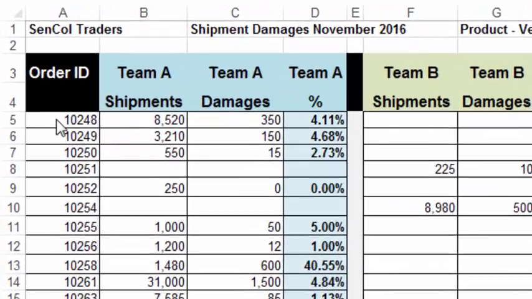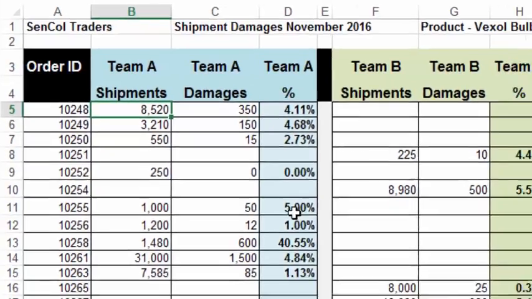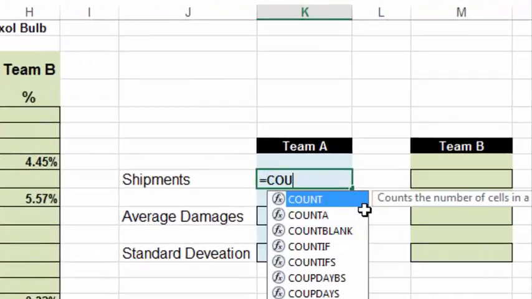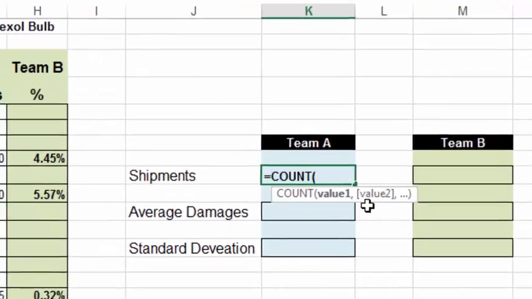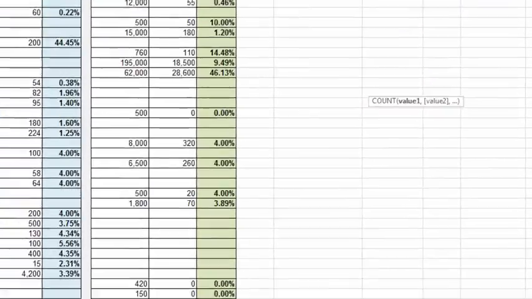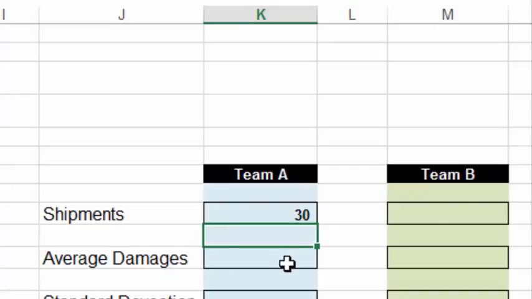So have a look. For this particular order, 8,520 units were shipped. 350 were damaged in transit or on dock. That represents 4.11%. So that's simply this number, 350, divided by this number. So let's go over here and find out, first of all, how many shipments there were. Use the count function: equals count bracket, highlight the number of shipments using your mouse, and press enter. And that was 30 shipments.